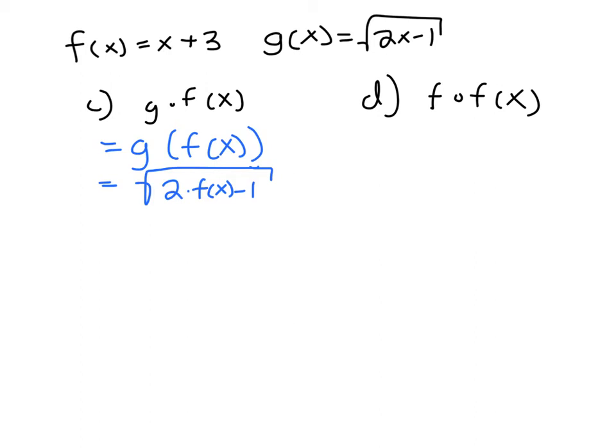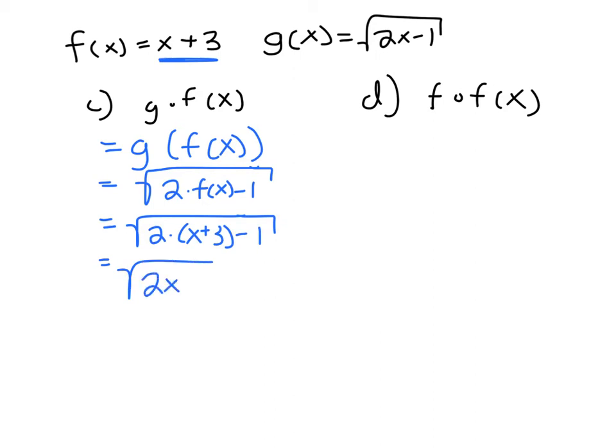Now let's plug in what we see over here for f. That'll be 2 times x plus 3, minus 1. So that'll be the square root of 2x plus 6 minus 1, since I distributed the 2 into x plus 3. That's the same thing as 2x plus 5. And there you go.